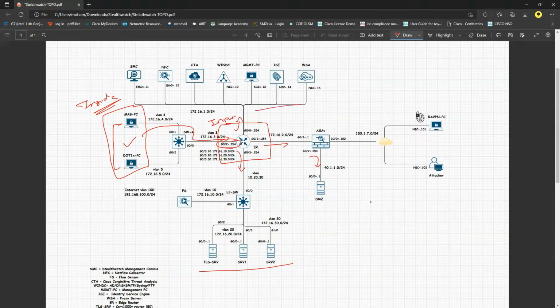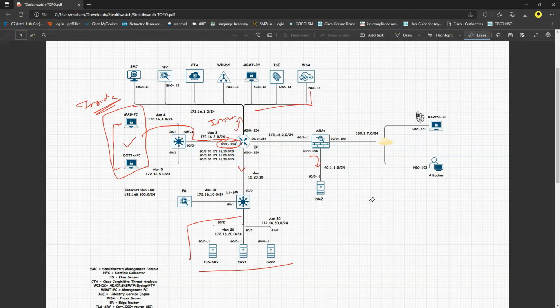But I do have a problem with this one, and I do have a problem with this one. What if the traffic goes in here? Someone is trying to communicate with this server from the management. I want to know that. And also I want to know whenever someone is trying to communicate with the internet from the management, or my servers are trying to communicate with the internet, I want to know those details.